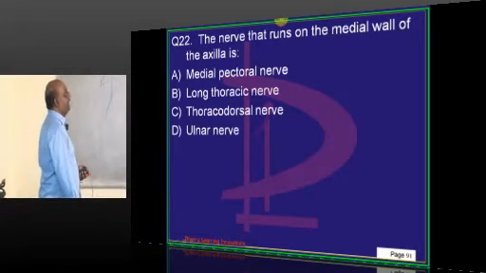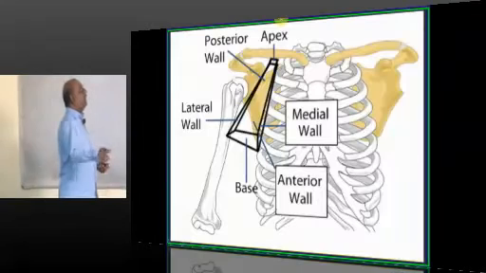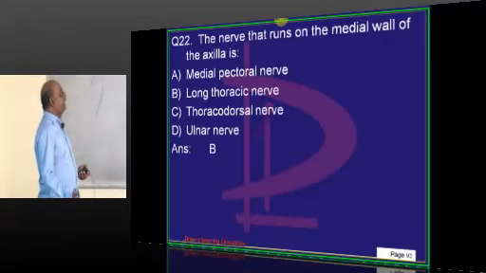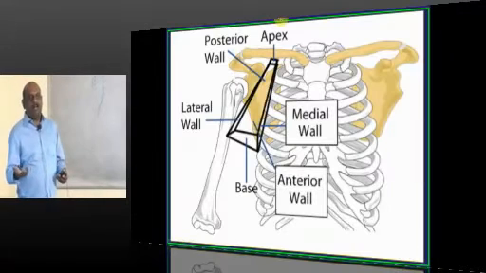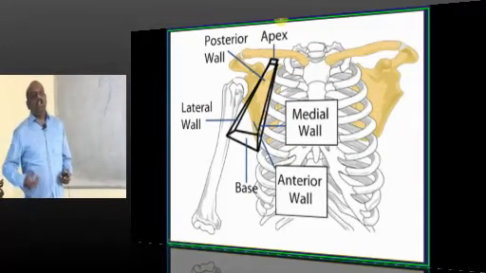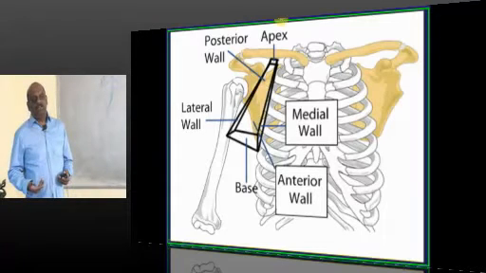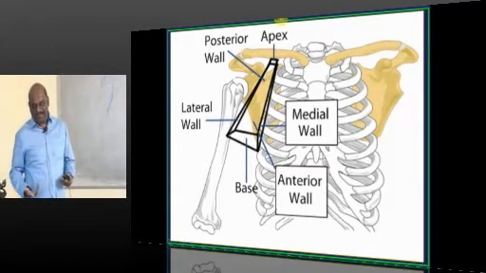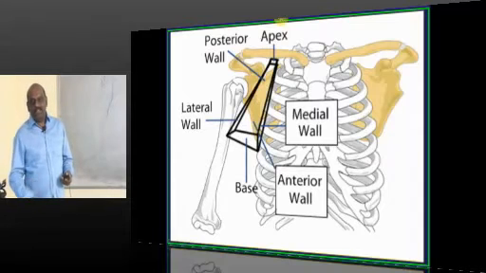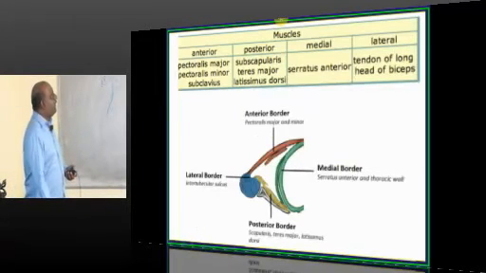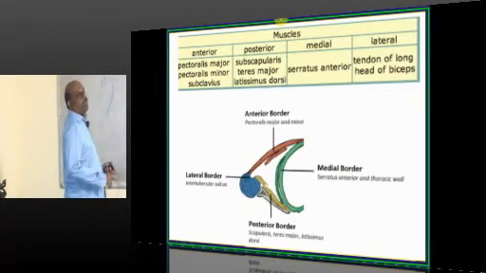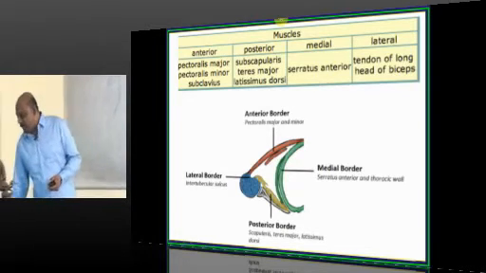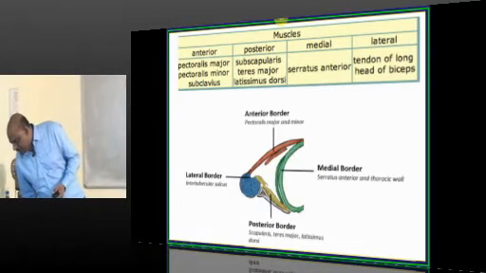Okay, doctor? The nerve that runs on the medial wall of the axilla is which one? In the exam hall, you have to use common sense to guess it. What muscle will be there along the medial wall of the axilla? You can feel yourself in the exam hall. Serratus anterior. So, the long thoracic nerve of Bell is the one which has to be there along the medial wall, where you have the serratus anterior muscle. That is what I want to underscore to all of you.